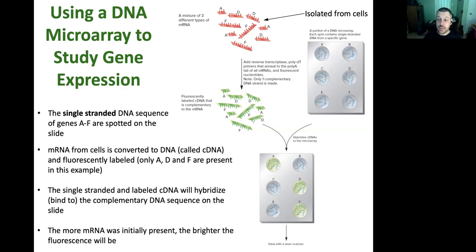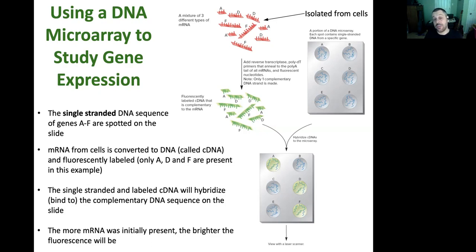And by doing this, you can wash the slide with these fluorescently labeled DNA molecules, and they will base pair with their corresponding gene. So in this case, A, D, and F are all lighting up because the fluorescently labeled DNA has matched to those spots. The more mRNA that was present in the beginning, the more cDNA will be made for that gene, and the brighter the spot will glow, indicating a higher level of expression of that gene in those cells.